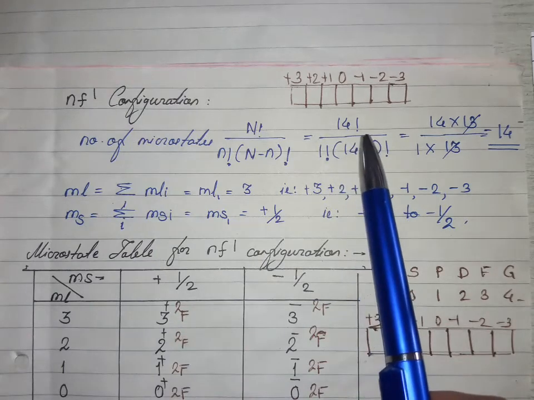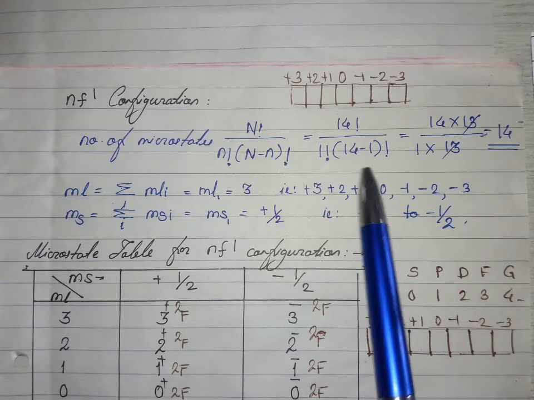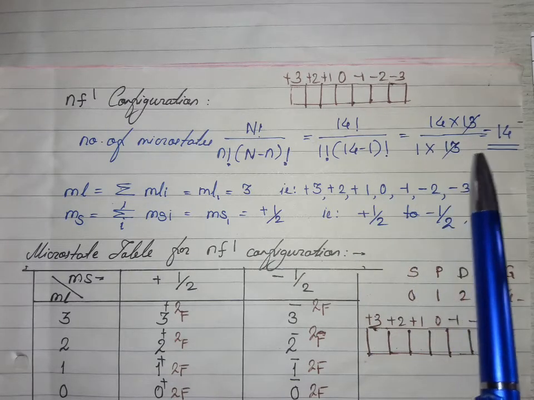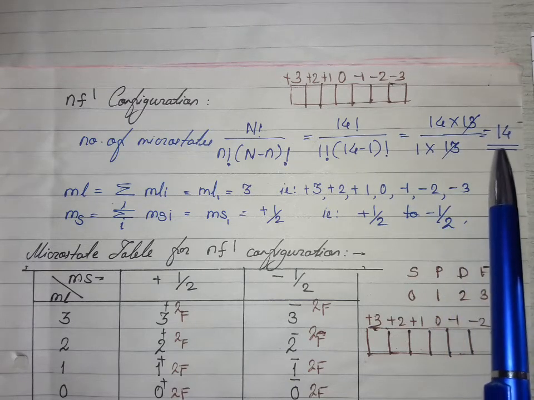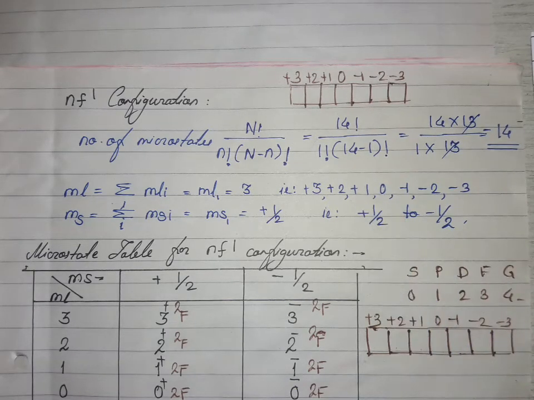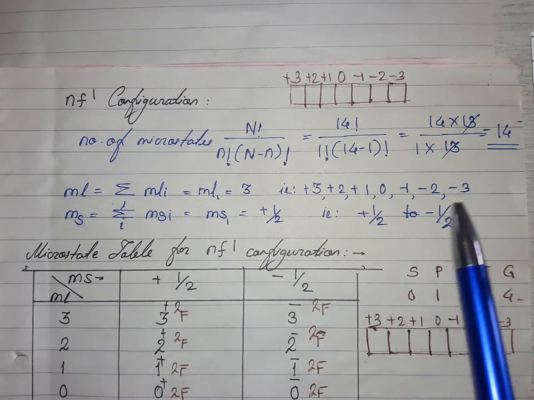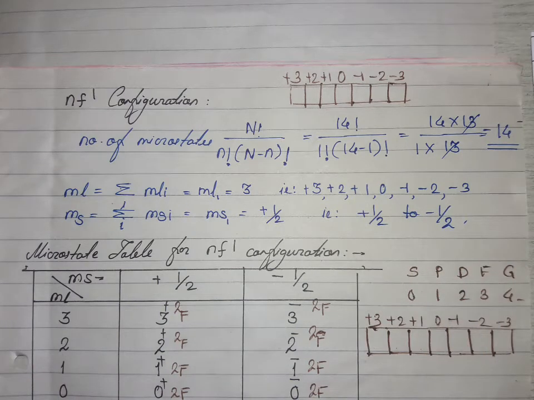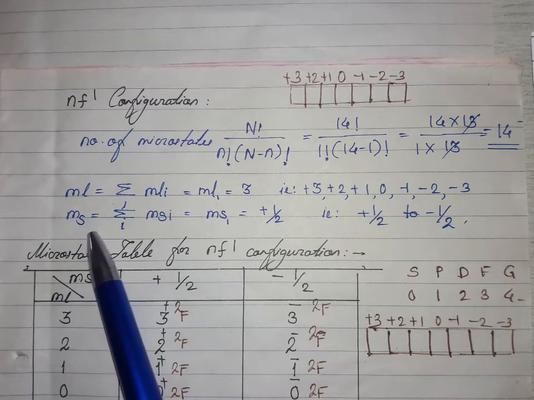So 14 factorial divided by 1 factorial into bracket 14 minus 1 is equal to 14 into 13 factorial divided by 13 factorial, divided by 1, which is equal to 14. So the total number of microstates present in the nf1 configuration is 14. Now, how to calculate the ML and MS values? ML means the orbital quantum number and MS means the spin quantum number.